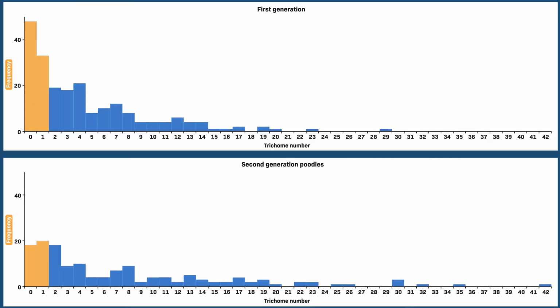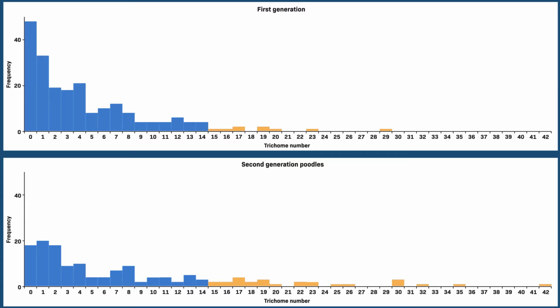In our first generation, 0 trichomes is the most frequent number in the population. But when we artificially selected for a second generation of poodles, individuals with 1 and 2 trichomes are just as frequent as those with 0. In the first generation, plants with more than 14 trichomes are rare. But in the poodle generation, we see plenty of individuals with up to 20 trichomes. This generation just has higher overall trichome numbers.